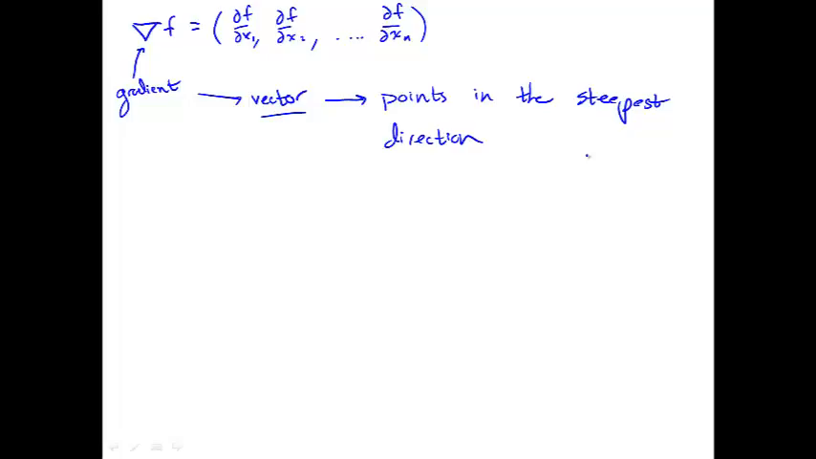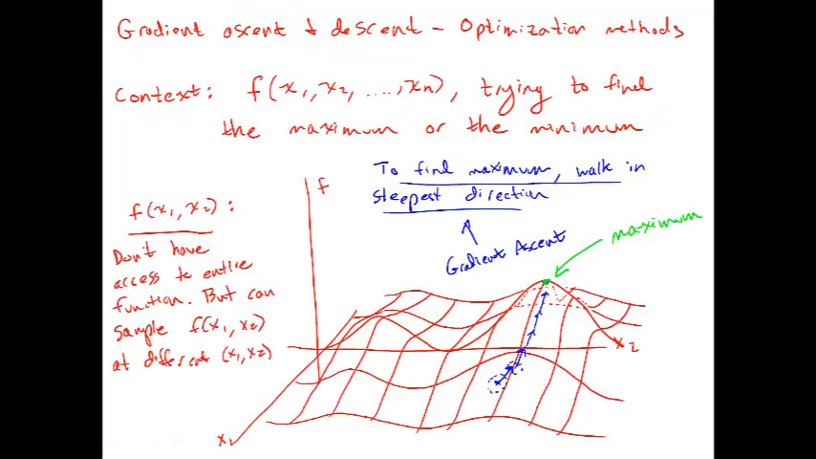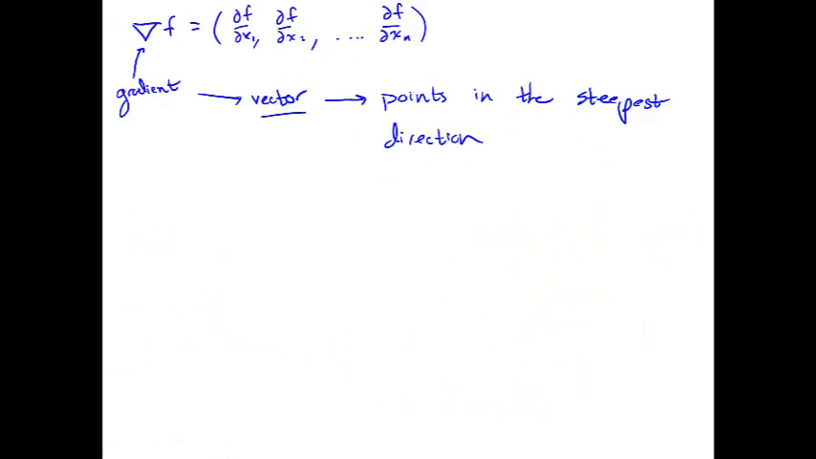So if you picked a point, maybe we were back on our function, we picked a point right there, and we were to calculate the gradient of that point, we would find that the gradient, which is a 2D vector, would point in the steepest direction at that location where we started. So this is really nice. By calculating the gradient, we know which way to go if we want to go in the steepest direction.